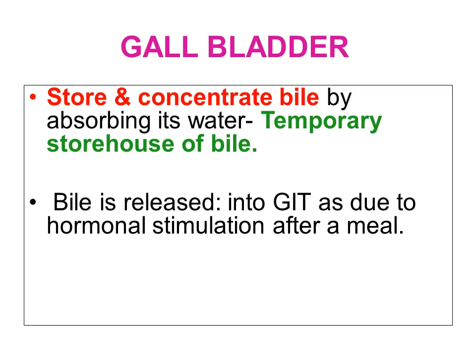Now we will be discussing the histology of the gallbladder. The gallbladder is a blind muscular sac situated on the inferior surface of the liver. The gallbladder stores and concentrates bile by absorbing its water, therefore serving as a temporary storehouse of bile. The bile is discharged into the duodenum through the cystic duct, which joins the common hepatic duct to form the common bile duct, when required, as due to hormonal stimulation after a meal.